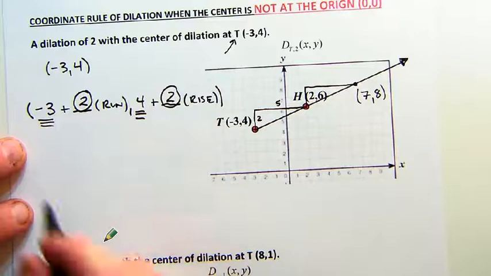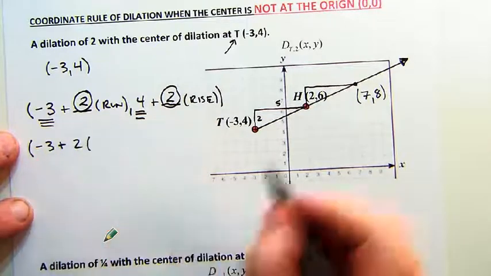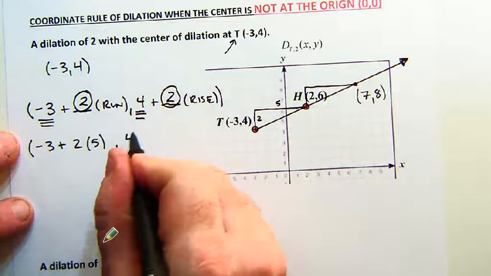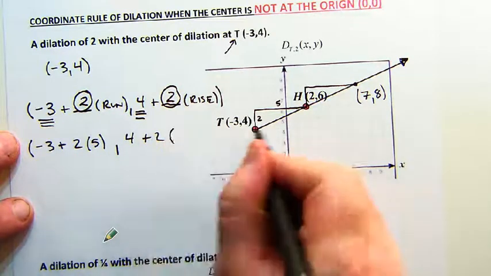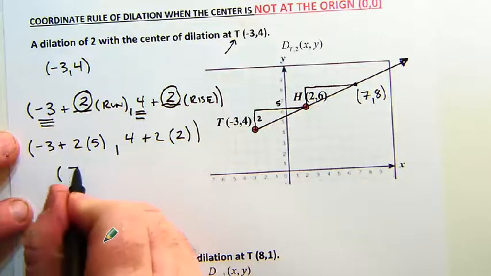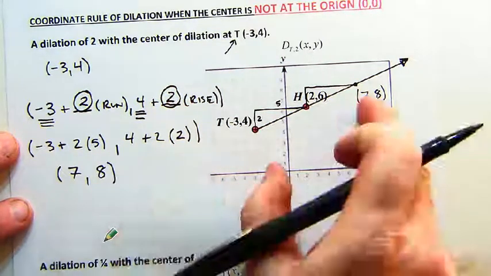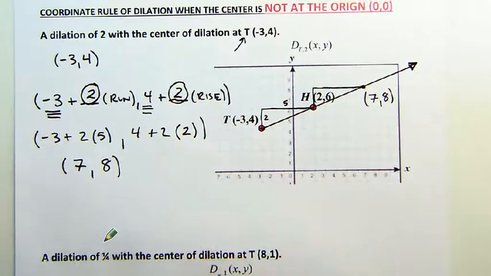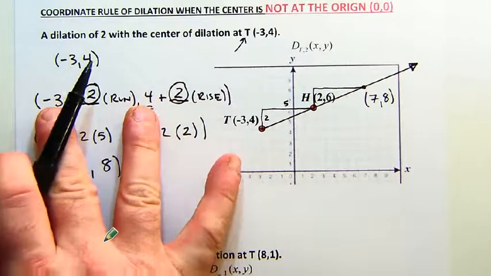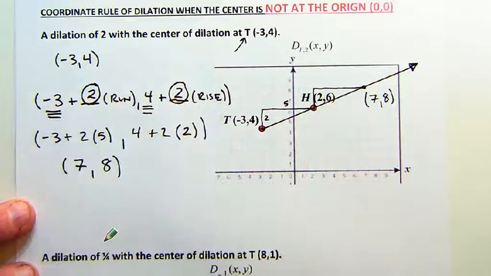So let's figure it out. Let's see if we get the same answer. My run was 5. And my rise was 2. So I get 10 minus 3 is 7. And I get 4 and 4 is 8. I get the same answer. This is really quite critical to understand: I have a center, and then I'm saying how many of my rises and runs I am going to do.